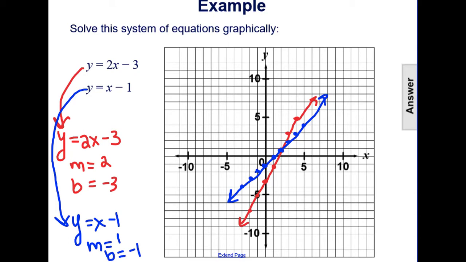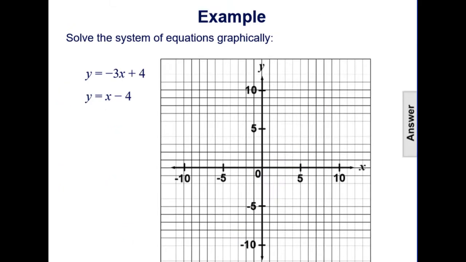So then the point of intersection would be the solution. That would be this point here, which is 2, 1. So solving the system, our answer would be the point 2, 1, because that's where the 2 lines intersect.